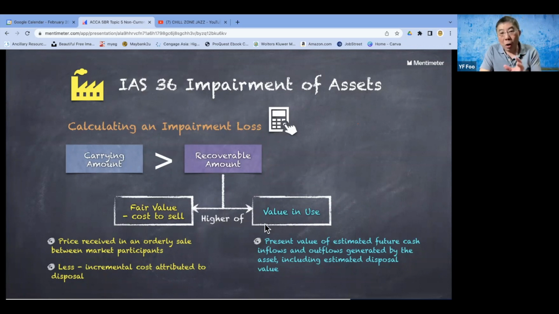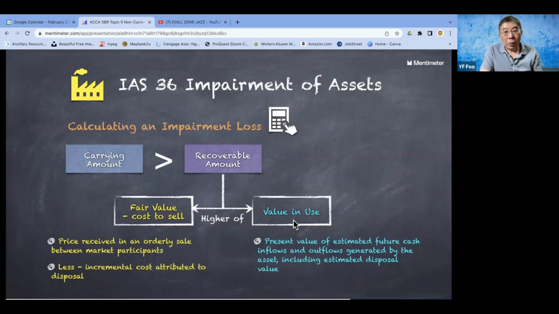All right. So we normally try and work out these two values, right? The recoverable amount would be either the fair value less cost to sell, which is the value I can recover when I sell, or the value in use, which is the present value of all the estimated future cash inflows and outflows, which is the value that I can extract from the use of it.